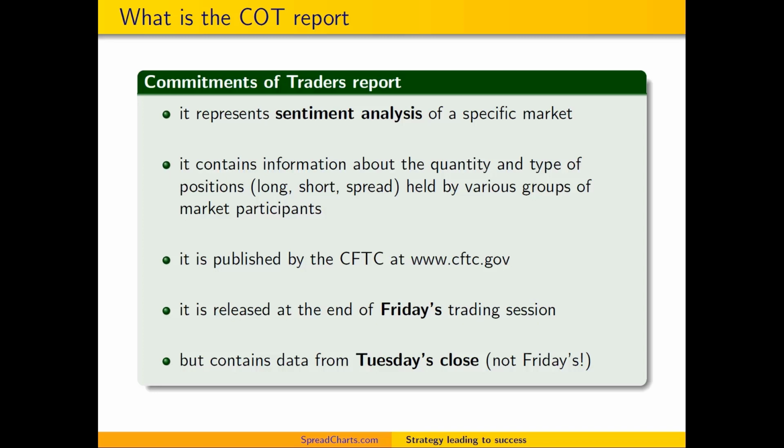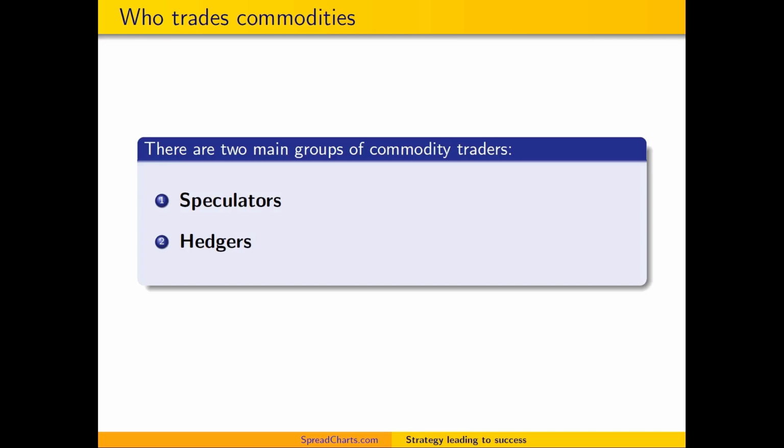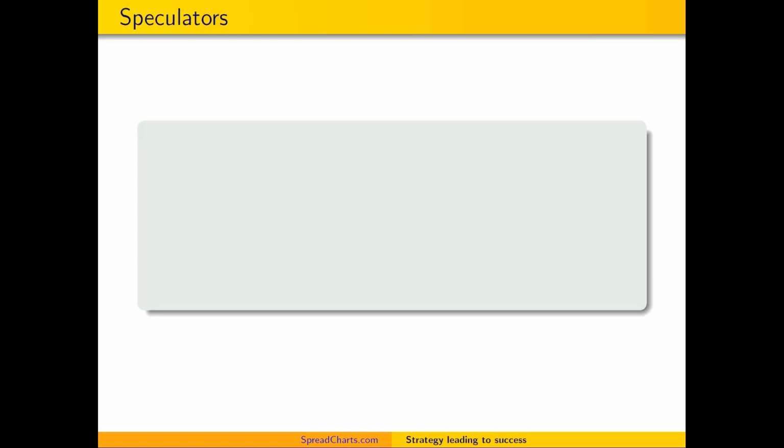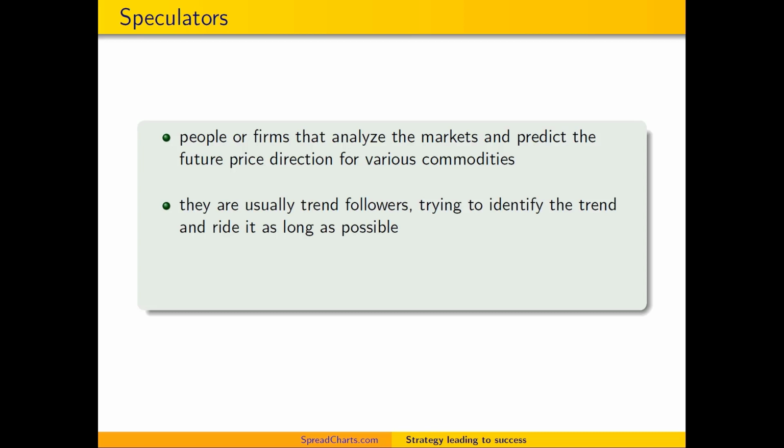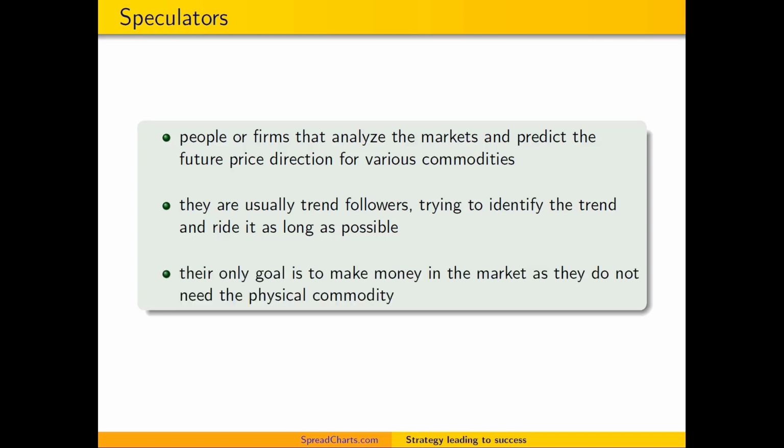There are two major groups of players in the market, the hedgers and speculators. Let's analyze these two groups a bit more. We will start with speculators. These are people or institutions who analyze the market and try to predict the commodity price movement in the future. They often behave like trend followers. When they spot a trend developing in some market, they gradually open positions in the direction of the trend. Their only goal is to make money in the markets. They have no interest in the physical commodity.